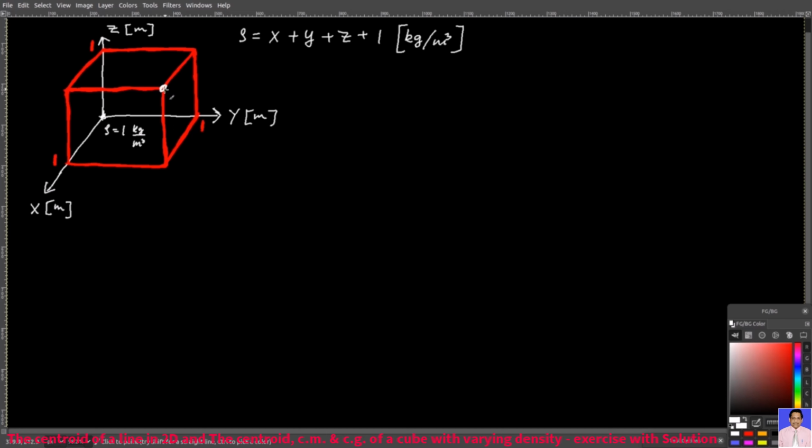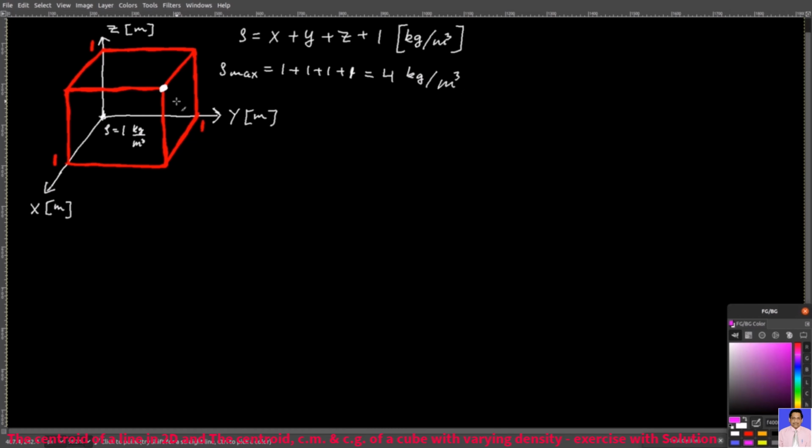In this location here, you will have your maximum density. In this location, x, y, and z are all 1 meter, so you have 1 plus 1 plus 1 plus 1, and that's 4 kilograms per cubic meter.